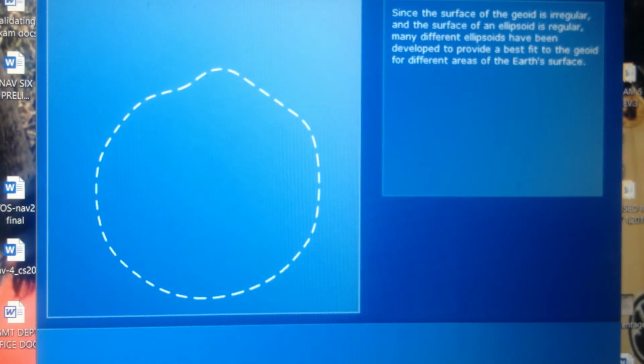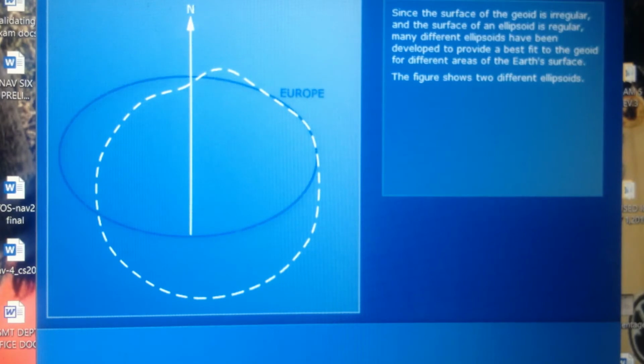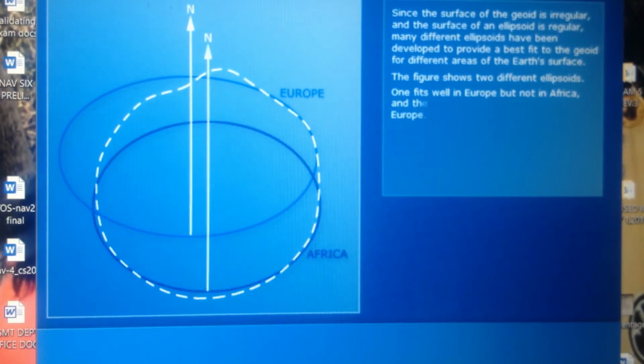Since the surface of the geoid is irregular and the surface of an ellipsoid is regular, many different ellipsoids have been developed to provide a best fit to the geoid for different areas of the Earth's surface. The figure shows two different ellipsoids. One fits well in Europe, but not in Africa, and the other fits well in Africa, but not in Europe.